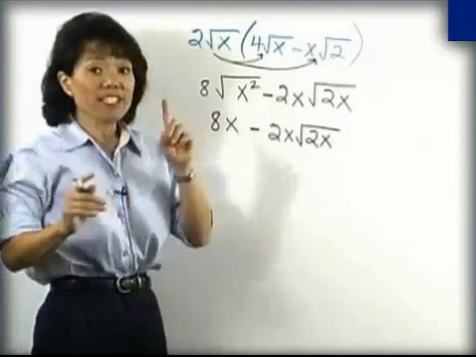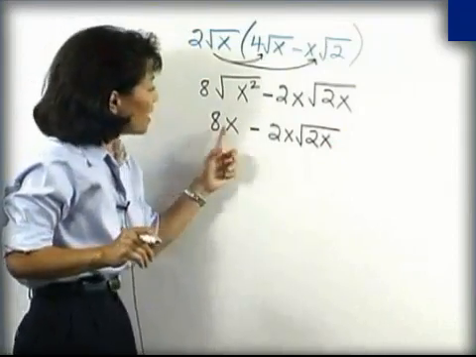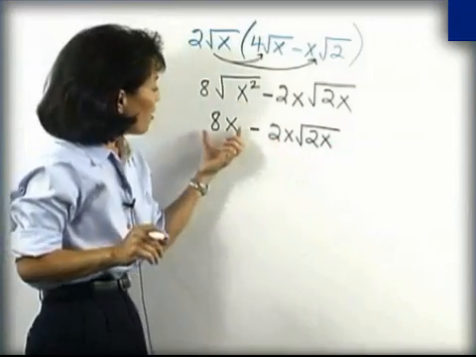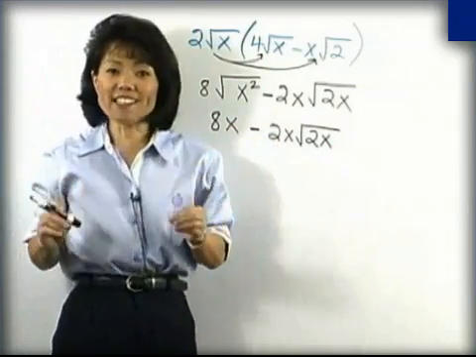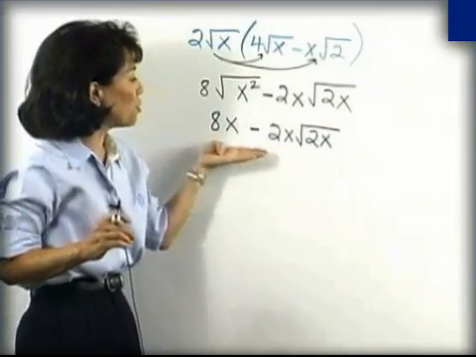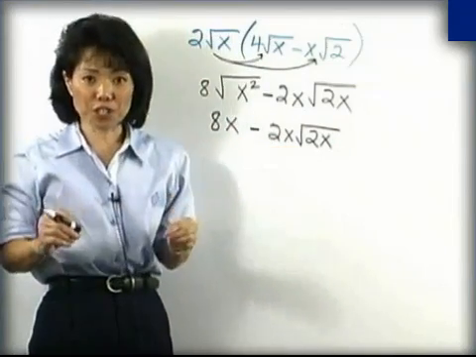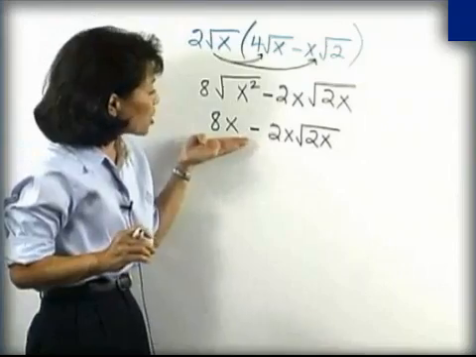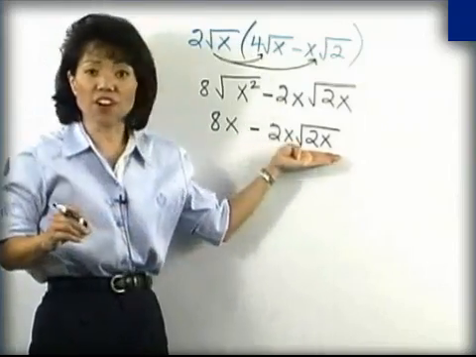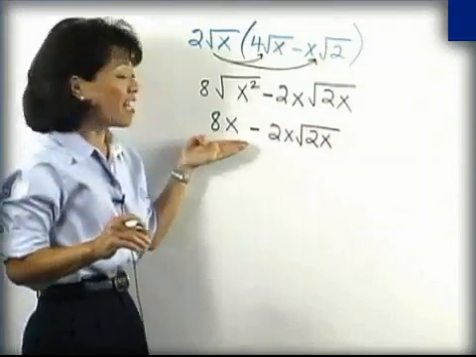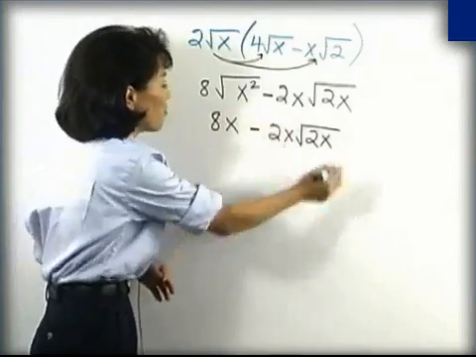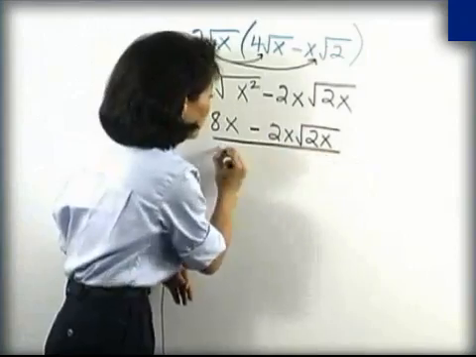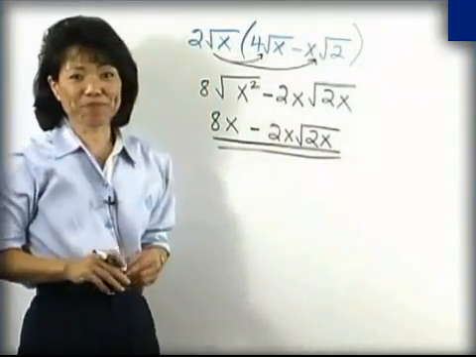Now, don't be tempted to combine these two terms. This 8x does not have a radical portion, so because it doesn't, these two are different terms. Notice they're not like terms because the radical portions are not the same. In fact, this doesn't even have a radical portion. So don't be overzealous and try to simplify that. This is the final answer.